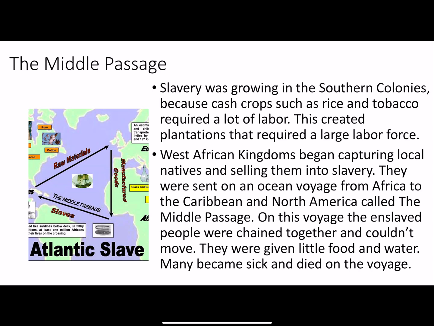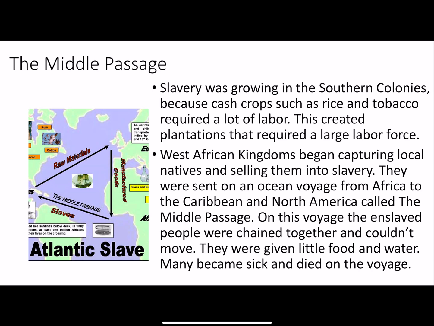So West African kingdoms, so those would be kingdoms that were found on the coast, began capturing local natives and selling them into slavery. They would go into inner Africa and go into small inner African communities, and they would steal people. And then they would take them to the coast, and they would sell them to the Europeans that were bargaining and trading for the slaves. They then would be sent on an ocean voyage from Africa to the Caribbean or North America, and this passage from Africa on a boat to North and South America was called the Middle Passage.